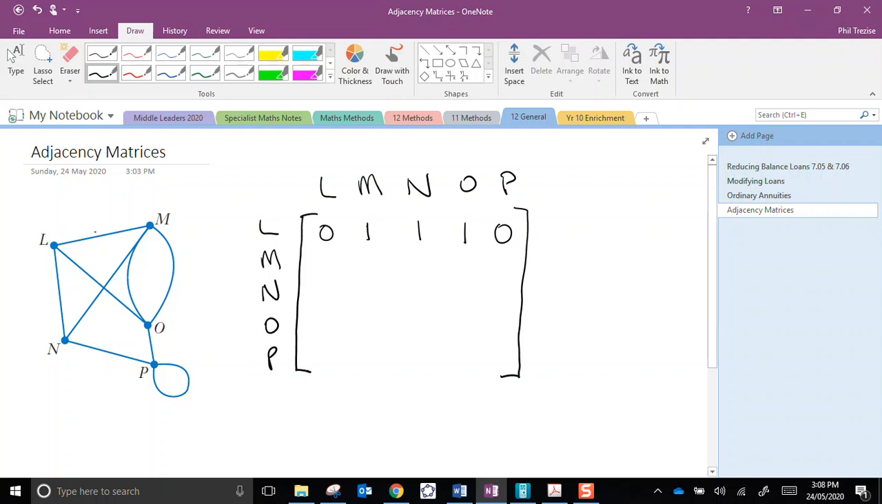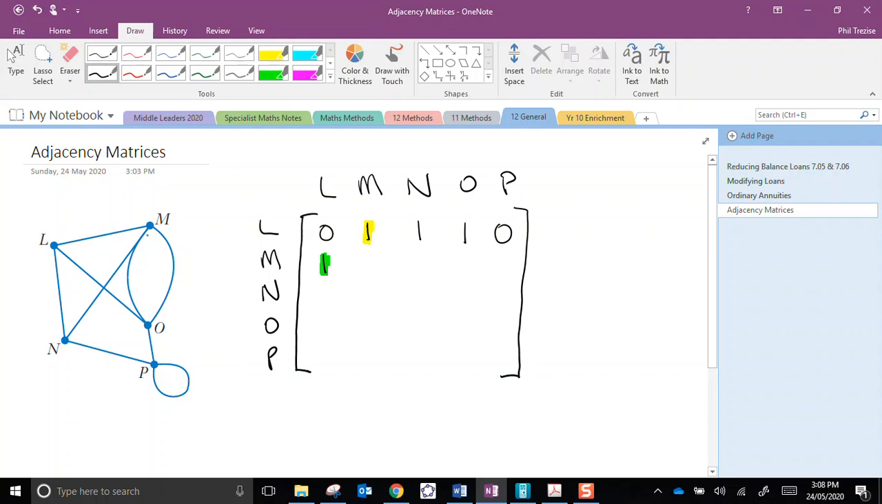Vertex M connects to L. Now, we've already looked at that edge. That number there corresponds to the same edge there. In fact, those two number ones both represent this edge in the graph from L to M. So there's going to be a duplication when we do the entire matrix like this, but that's just part of what we do.